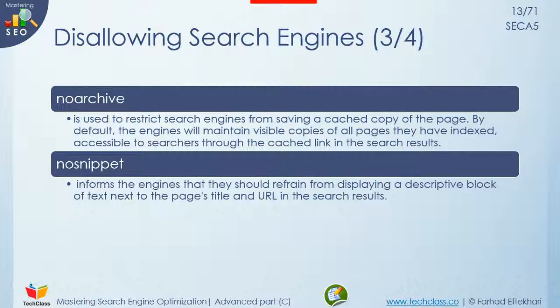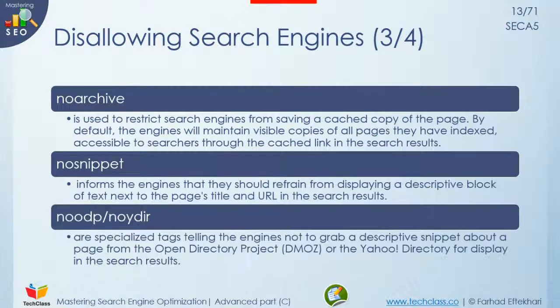And then we have no snippets. No snippets informs the engines that they should refrain from displaying a respective block of text next to the page title and URL in search results. And finally, we have no ODP and no YDir, which are specialized tags telling the engines not to grab descriptive snippets about a page from the Open Directory Project or the Yahoo directory for displaying in the search results.